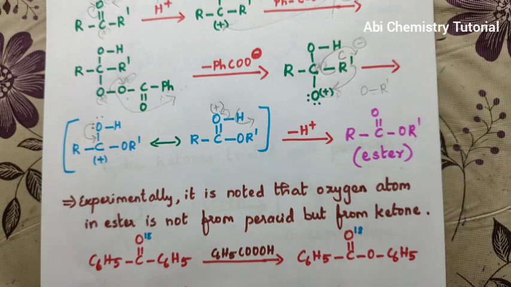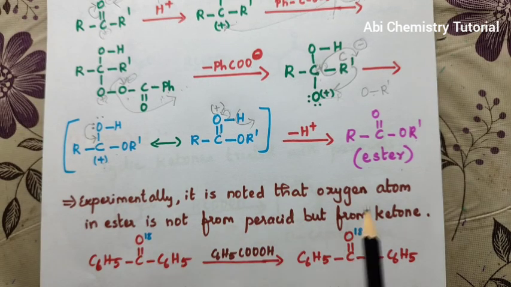And experimentally it is noted that the oxygen atom in the ketone remains the same in the ester also. That is, the oxygen atom in the ester is from the ketone and not from the perbenzoic acid. Since here we have used labeled oxygen at this carbonyl group, and that carbonyl group remains the same in the product also, because the oxygen 18 or the radioactive oxygen remains the same in the product also. So it is proved that the oxygen atom in the ester is from the ketone and not from the peracid.